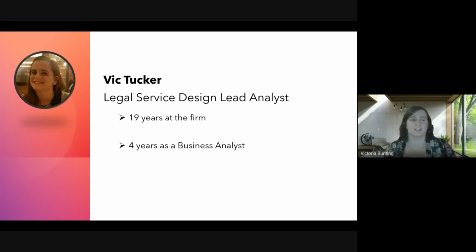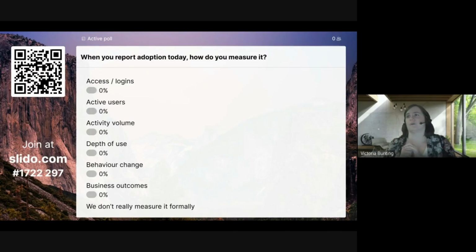What sits behind this session isn't theory, it's patterns that I've repeatedly seen across the different programs that I've worked in the business. To start off, very similar to what Tony just did, I hope you've also got your mobile phones to hand. I've just got a bit of a Slido. When you report adoption today, how do you measure that? Whether that's access and logins or active users, the activity volumes, depth of use. If you'd all just like to scan that QR code and start popping in your responses, I'm going to put in mine as well. Bear with me a second.